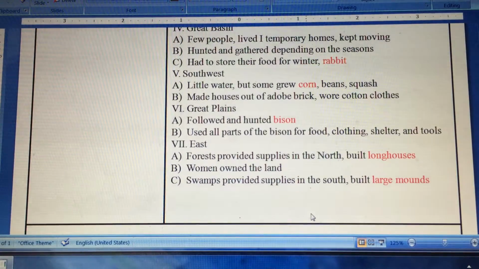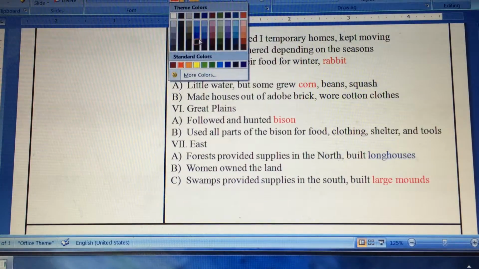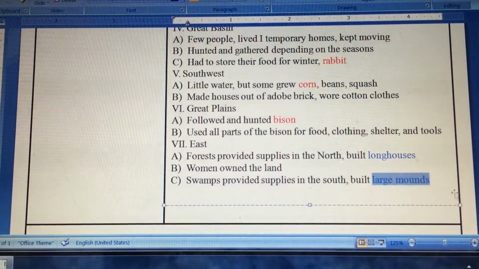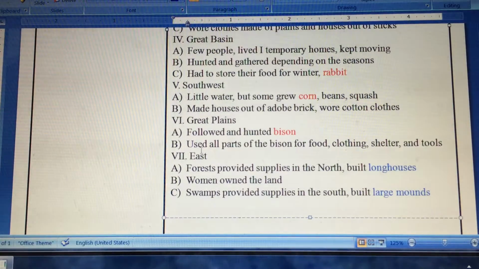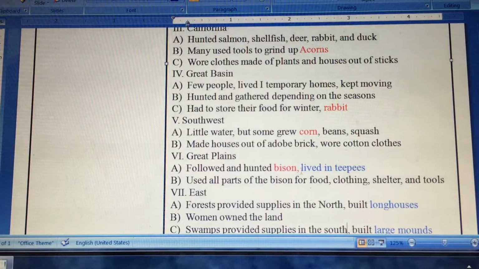So now let's pick a different color. If you've got a highlighter, you can use a different color highlighter. Because I'm just going to change this. I'm going to make it more of a blue. Okay? They didn't really live in the mounds, but I'm just going to keep that blue for now too, because that's a kind of structure they made. So longhouses, that's going to be for the east. Great Plains, I'll add that they lived in teepees. I'll change that to be blue. That way we can keep track of it. Southwest, adobes.